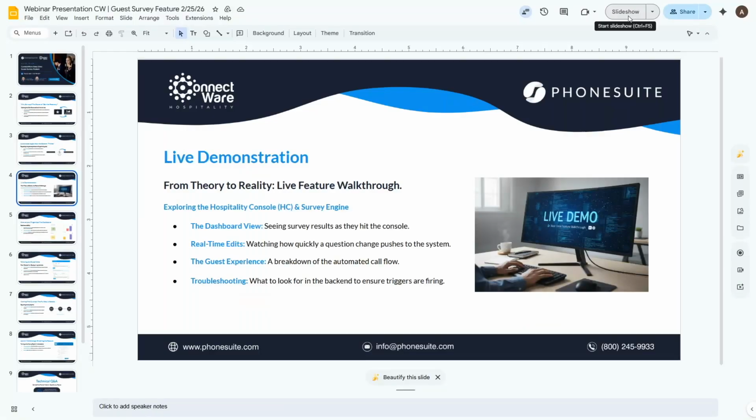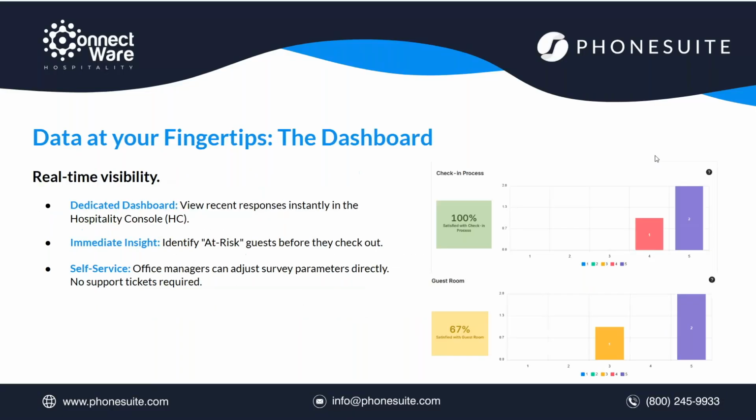Right. So if we go back to the slides here, we're going to run through just a couple more things. As I mentioned before, you have the dashboard, which is viewable by anyone who has login access to the hospitality console. But your GM or your office manager, whoever you set with that permission in the users page, will be the only one with access to change the questions and edit things. Because as I'm sure you can agree, you don't want your front desk staff going into the survey and editing questions. Probably not what they need to be doing.